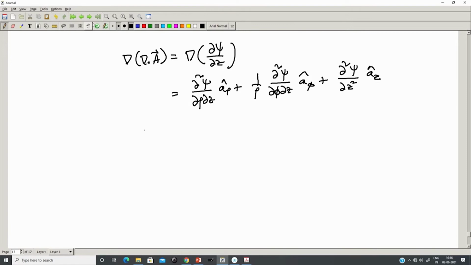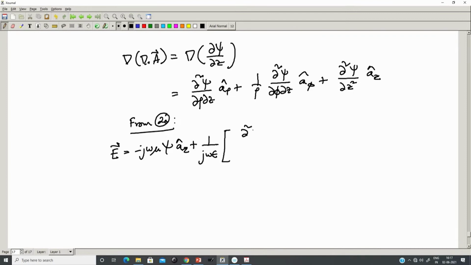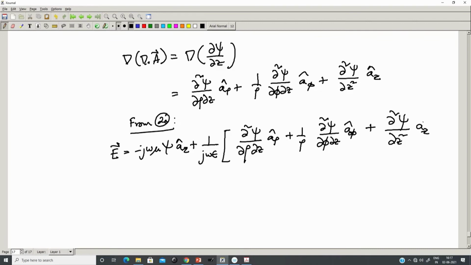So, now from equation 20 we can write the electric field as minus j omega mu psi Z plus 1 by j omega epsilon times del square psi del rho del Z A rho plus 1 by rho del square psi del phi del Z A phi plus del square psi del Z square A Z.